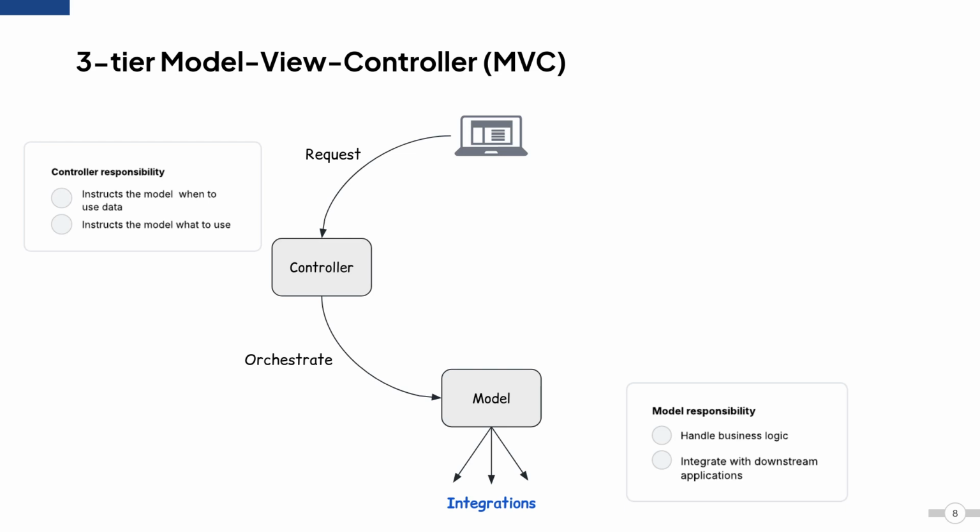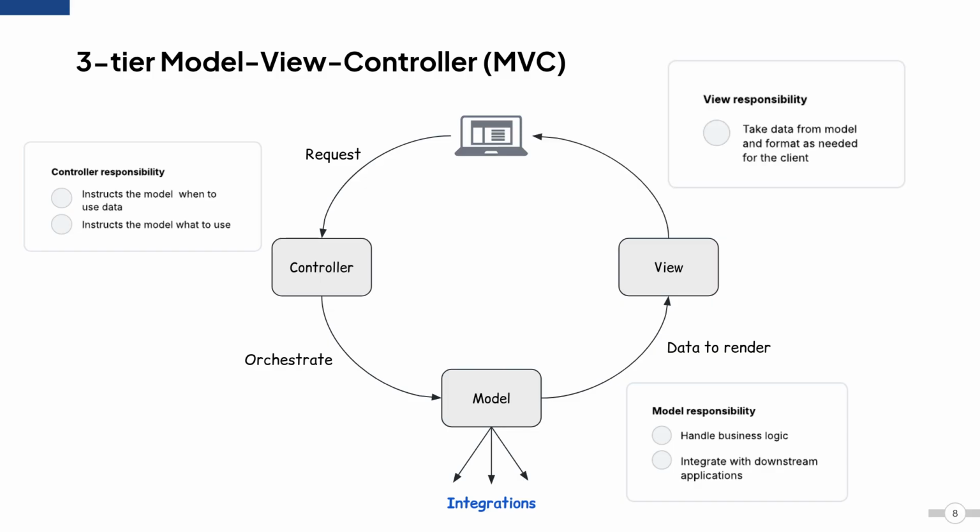Once it gets the necessary resource related information from wherever it connects to, that data is passed to the view layer, or the view part of this MVC architecture, and that view finally takes the responsibility to take the data from the model and format it as needed for the client, and mostly the HTML format when it comes to web. So this is how the MVC architecture worked, and the important point here is to understand where the integration mainly happens, and that happens at the model level.